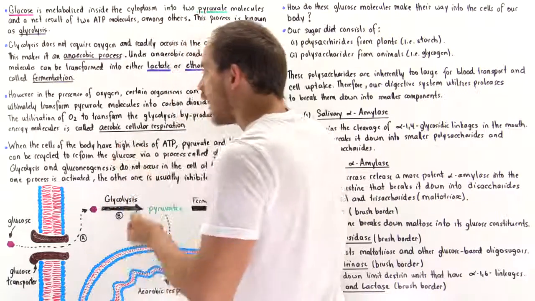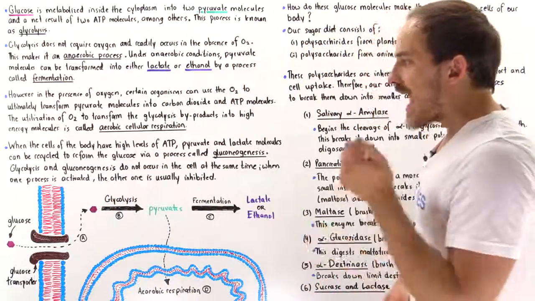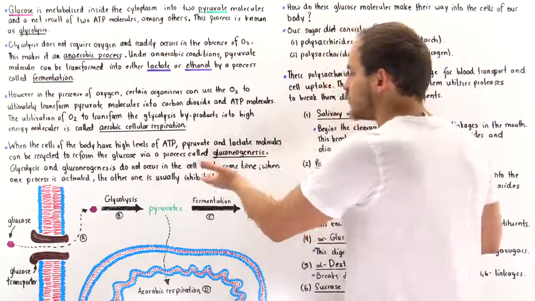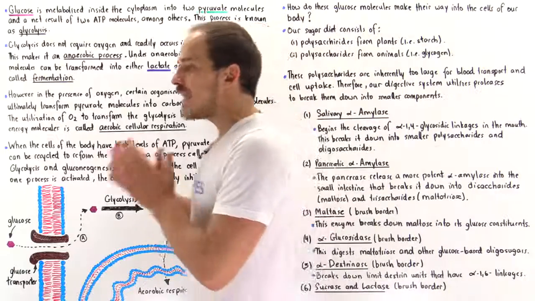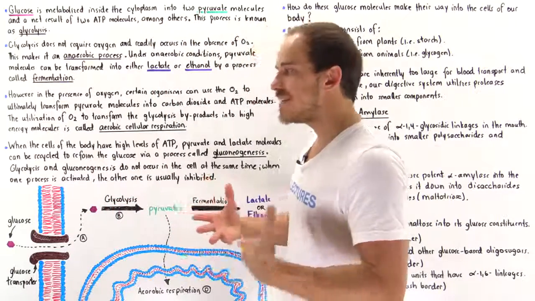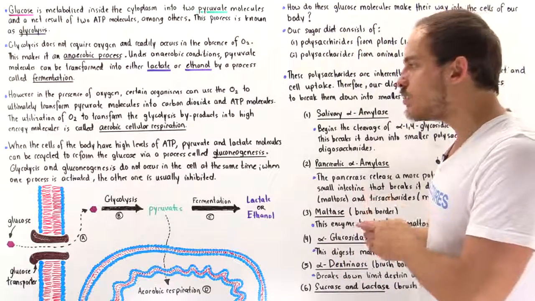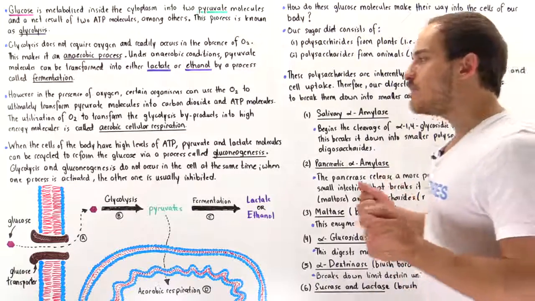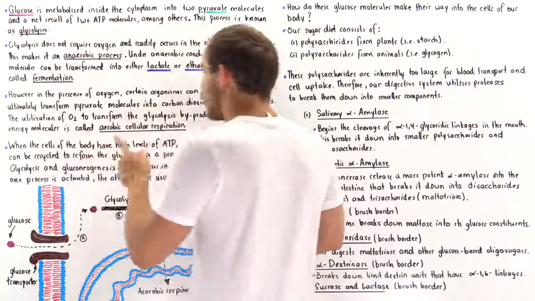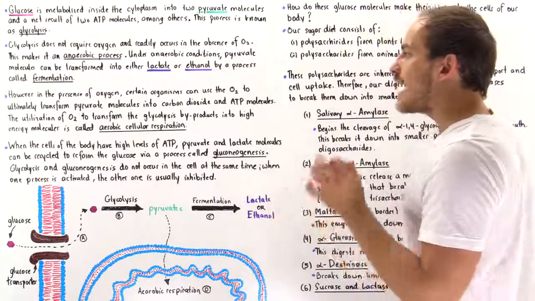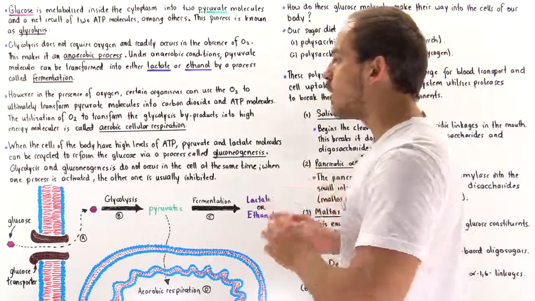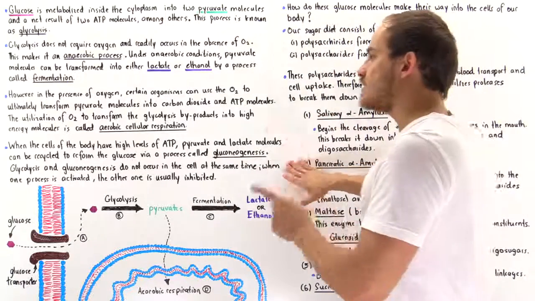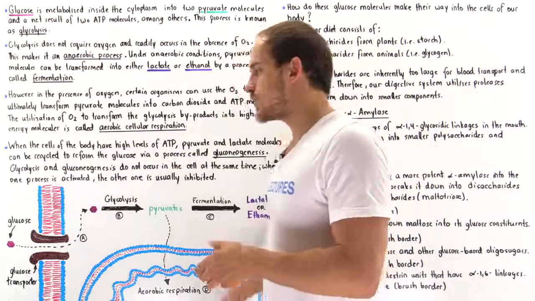So if the cell needs to break down glucose and produce ATP molecules, then what it does is basically shuts off gluconeogenesis. But if the cell has plentiful amounts of ATP molecules and it doesn't actually want to break down the glucose, then gluconeogenesis is more likely to actually take place. In fact, we see that glycolysis and gluconeogenesis do not actually take place at the same exact moment in time. So when one process is activated, the other process is usually inhibited, and vice versa.